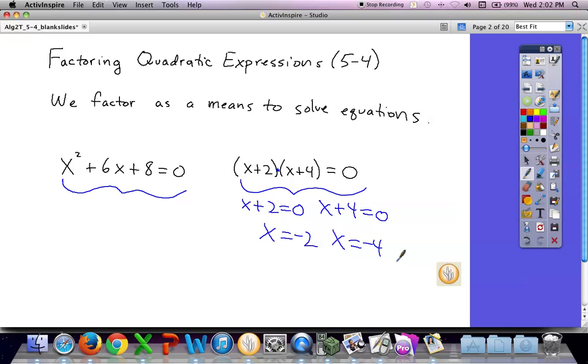So this is not about solving equations today. That's the next lesson. Today is just about, well, let's do all the factoring. Let's learn about how we factor so that later we can solve equations with any of those means of factoring.